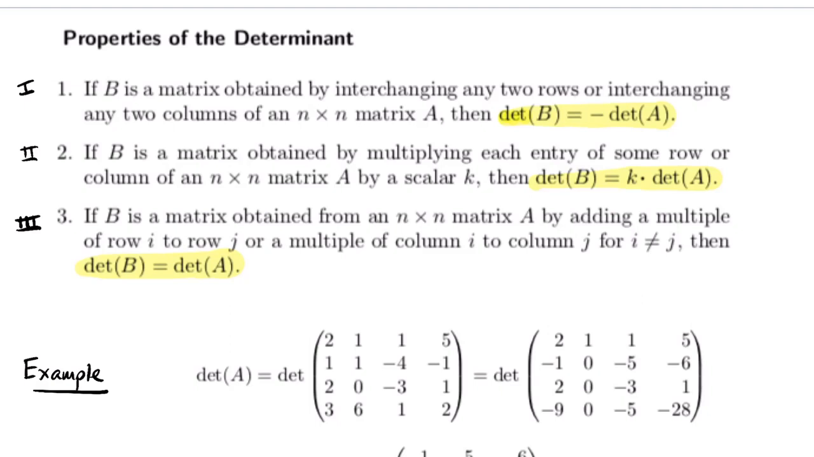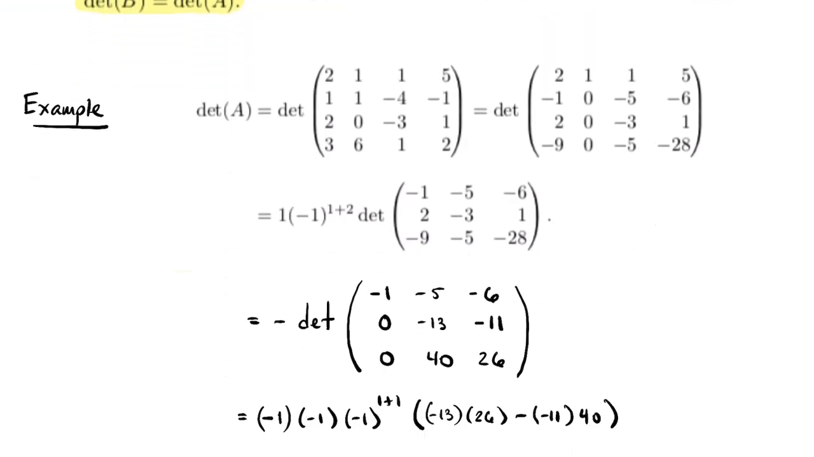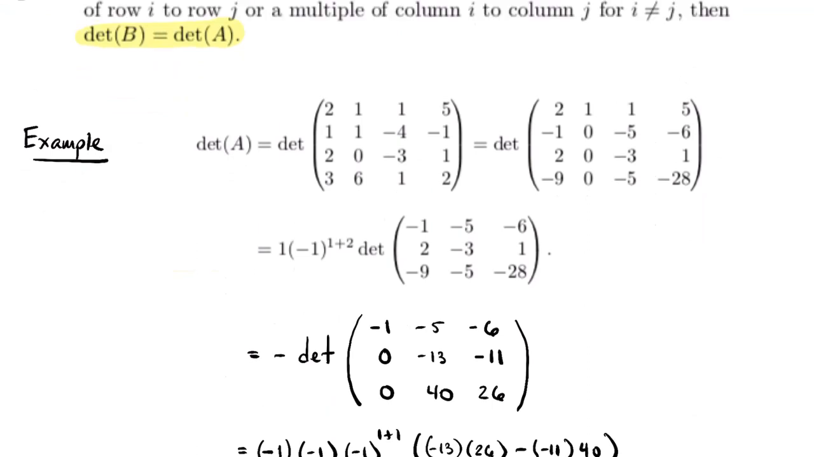Row reducing a matrix, performing elementary row operations simplifies the matrix, so you can keep track of how the determinant changes and record the results. So let's look at this example. Suppose you have some matrix A. It's a 4 by 4 matrix, written right here, and you want to compute its determinant.